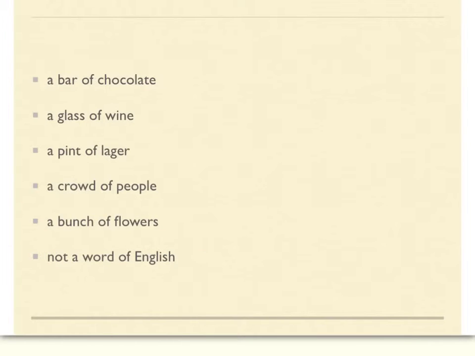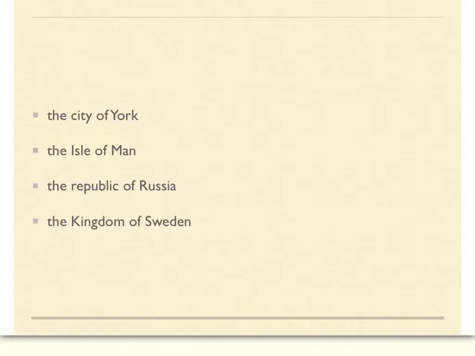A bar of chocolate, a glass of wine, a pint of lager, please. A crowd of people, a bunch of flowers, not a word of English. So we also use it for when we talk about how much or many there is of something. And the city of York, the Isle of Man, the Republic of Russia, the Kingdom of Sweden. We use it after words like city, town, province, country, county, and so on.